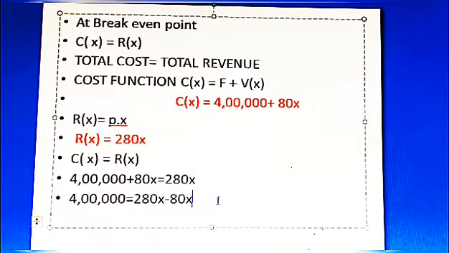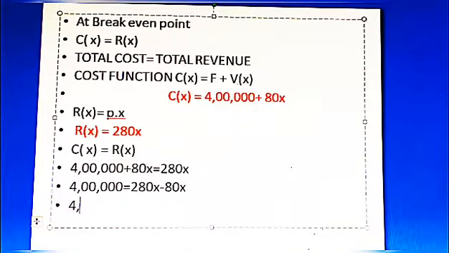Quickly use a calculator and tell me what is the value. 280 minus 80 will give you 200, right? So when you subtract these two, you will get 200x. So I'll keep 4 lakh as it is, which is equal to 200x. Okay, we have to find the value of X. 200 is in multiplication with X. When it comes to the other side, it will become division.